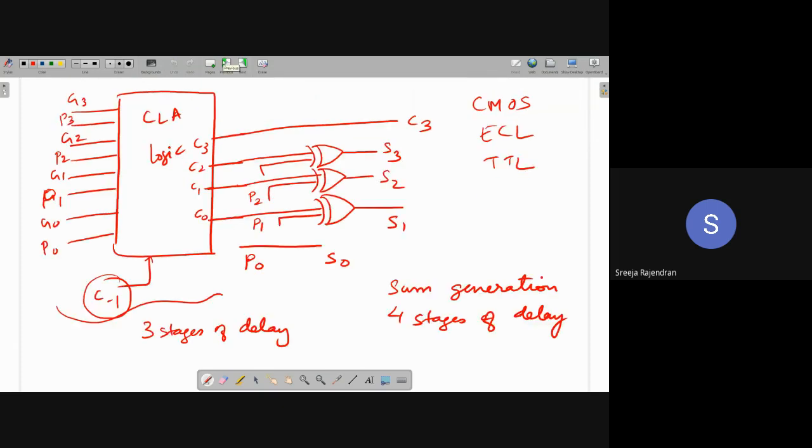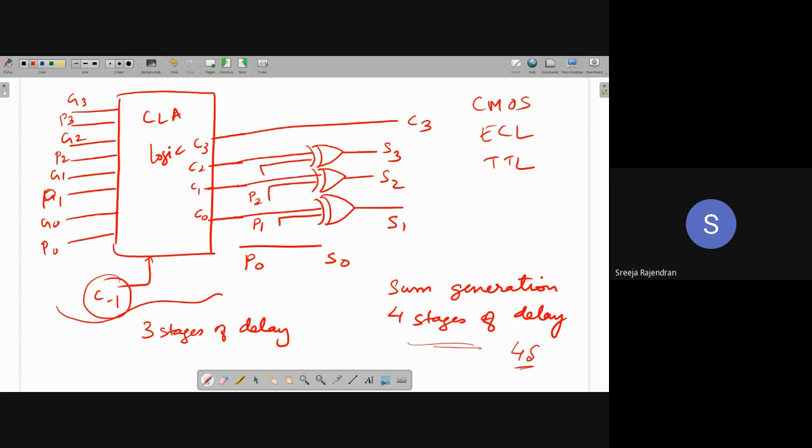But according to CLA, it is only dependent on C minus 1, and I can construct a CLA of 8-bit width also, an adder of 8-bit width, and I will still have only 4 stages of delay. That is, 4 delta would be my delay. So this stays kind of constant if I'm trying to build a block all together. So that variation is there.